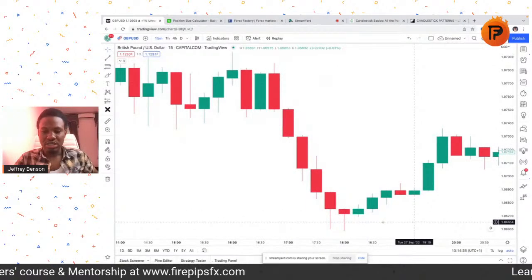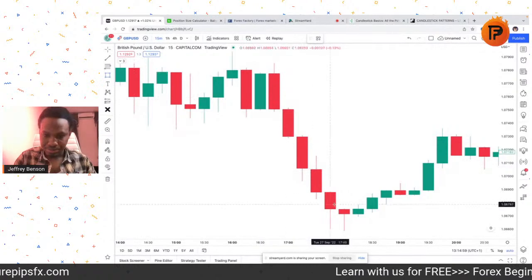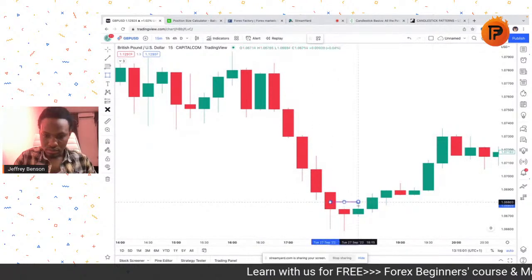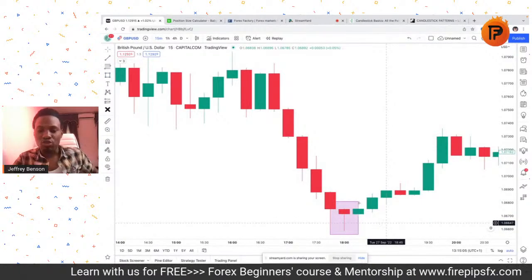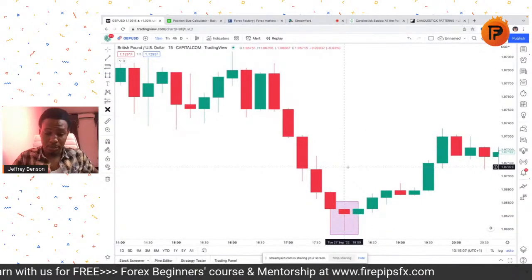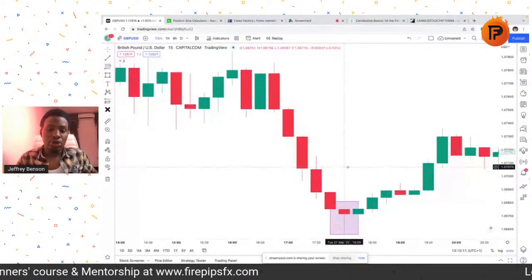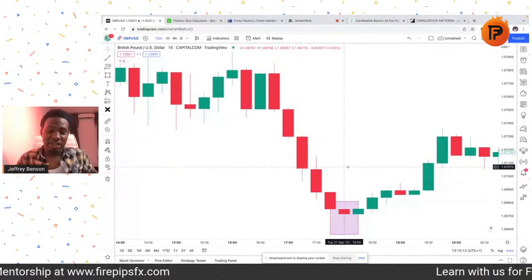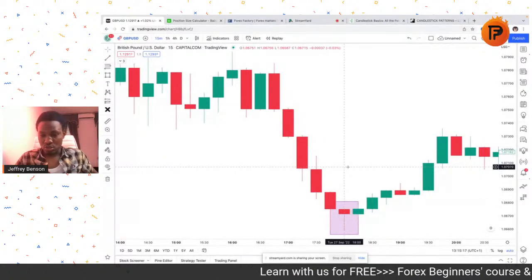Can you see? Just as the name implies, it just looks like a hammer right there. So for you to spot a hammer, there has to be a preceding downtrend, and it is at the bottom of the chart. Usually they tell you that the sellers are getting tired, and the buyers are about to get into the market.